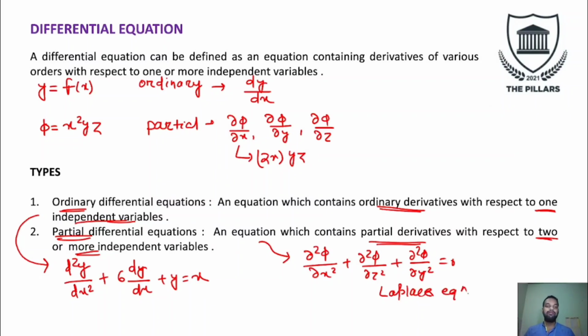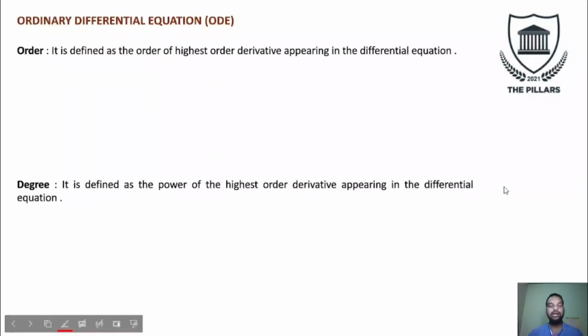This is all about the definition of a differential equation and its types. Now let me go to the next slide. Now we will see two important terms in a differential equation: one is the order of the differential equation and another is the degree. What is the order? We first choose the highest order derivative term in the given differential equation. Then the order of that highest derivative gives us the order of the differential equation.